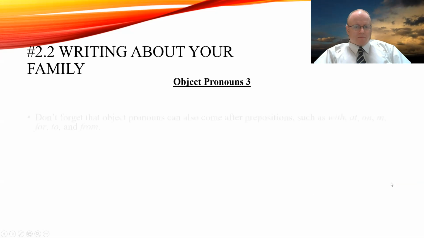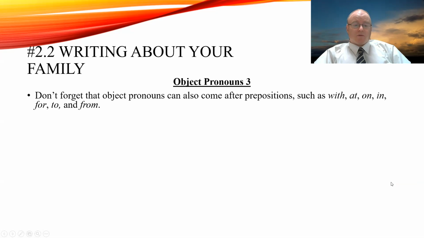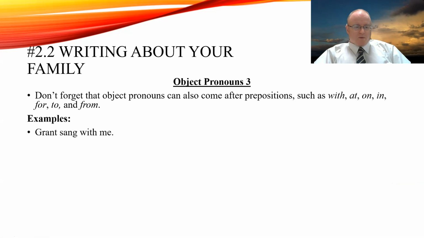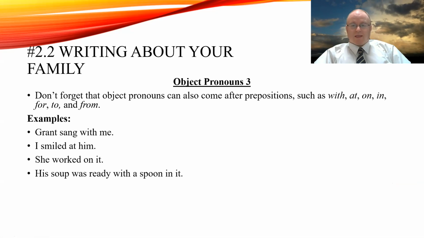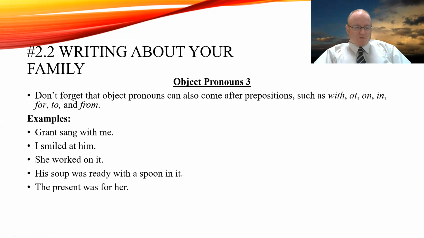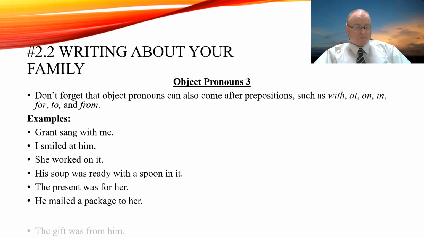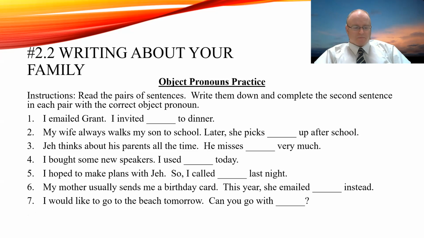Next, about object pronouns. Don't forget that object pronouns can also come after prepositions such as with, at, on, in, for, to, and from. For example, Grant sang with me. I smiled at him. She worked on it. His soup was ready with a spoon in it. The present was for her. He mailed a package to her. The gift was from him.